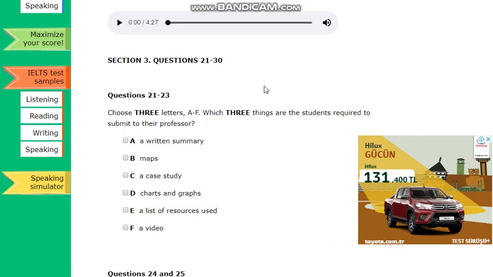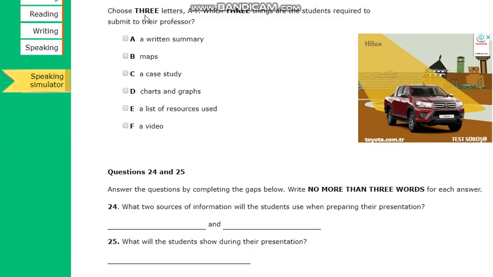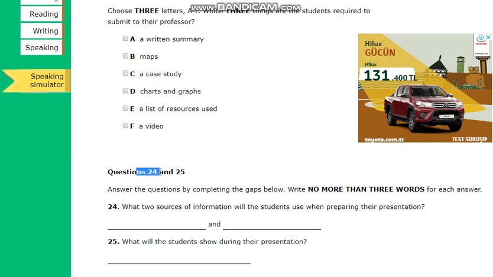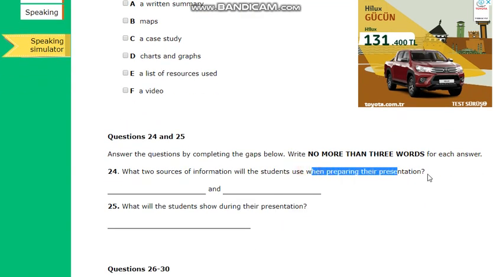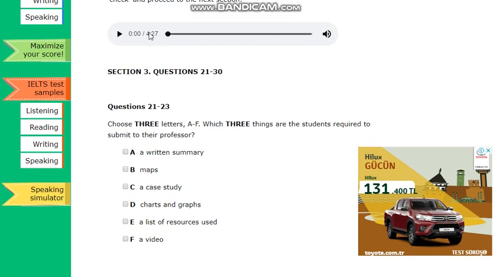In this video we will answer questions 21 to 25 and the different parts. At first we should choose three letters between A to F: which three things are the students required to submit to their professor. Then we will answer questions 24 and 25, and we will hear two things about preparing their presentation, and they will show something during their presentation. We will hear that, so be careful to hear such words, and let's start.